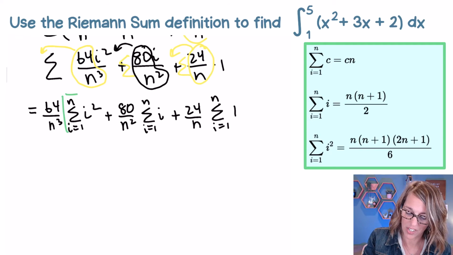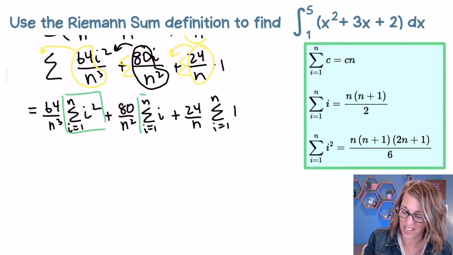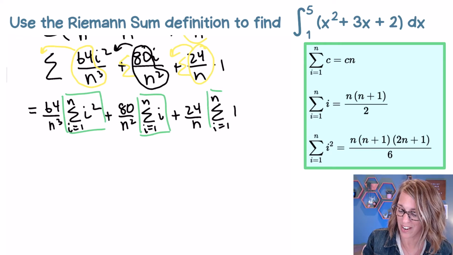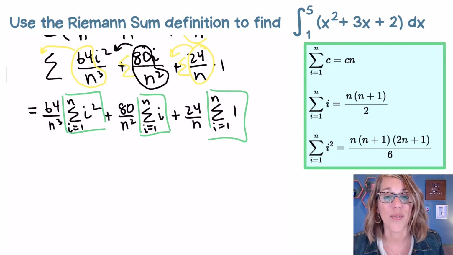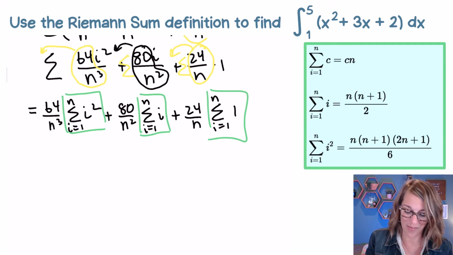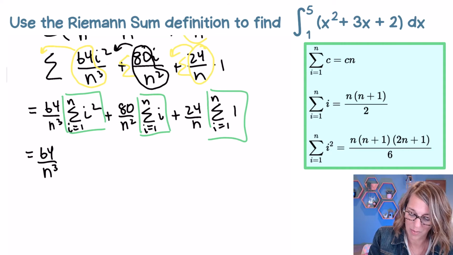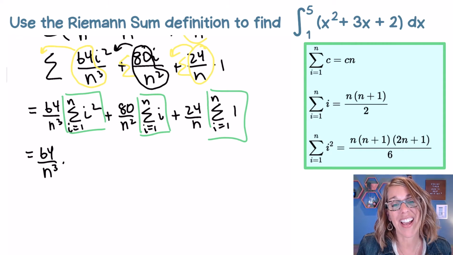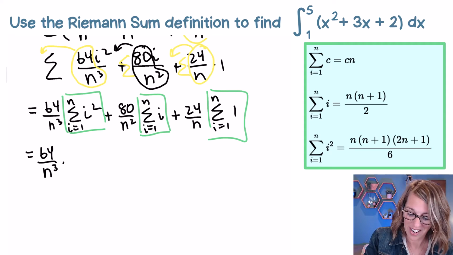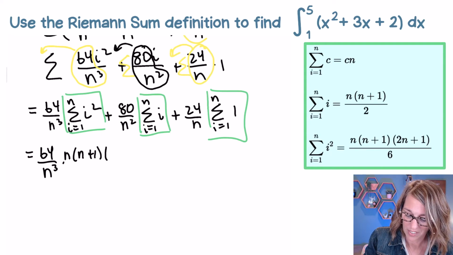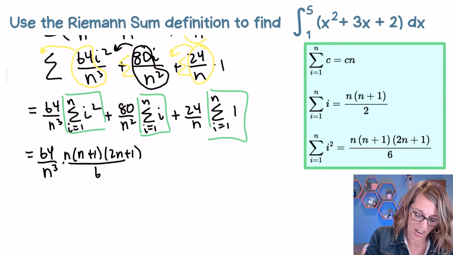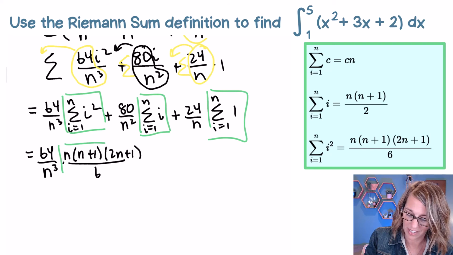Each of the summations now has isolated the sum of i squared and the sum of 1. Let's go ahead and put those formulas in, and I'm going to try and write smaller. So this is going to be 64 over n cubed, and the sum as i goes from 1 to n of i squared is n plus 1, 2n plus 1, all divided by 6. Okay, that is the sum.